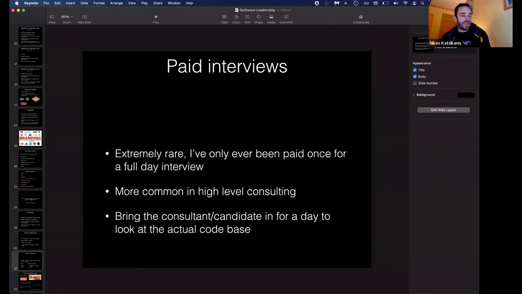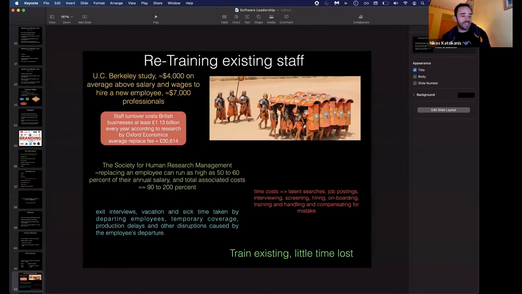Yeah, we've already talked about paid interviews and retraining existing staff. That is also an important aspect. Retraining is probably an underinvested part of recruitment, and something that companies should take note of.